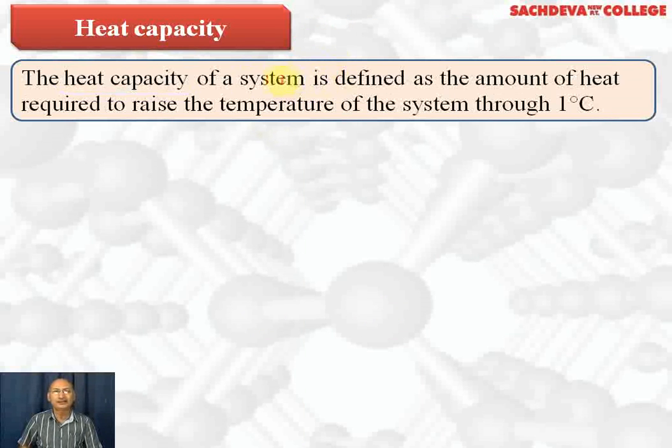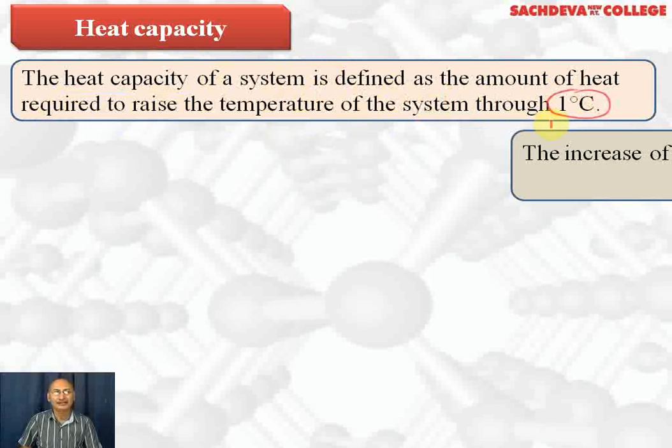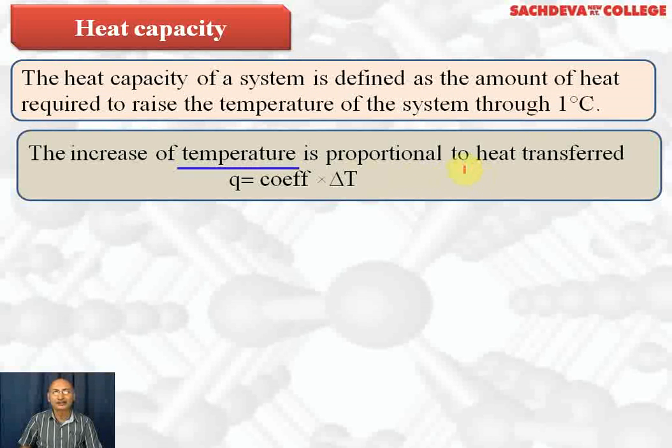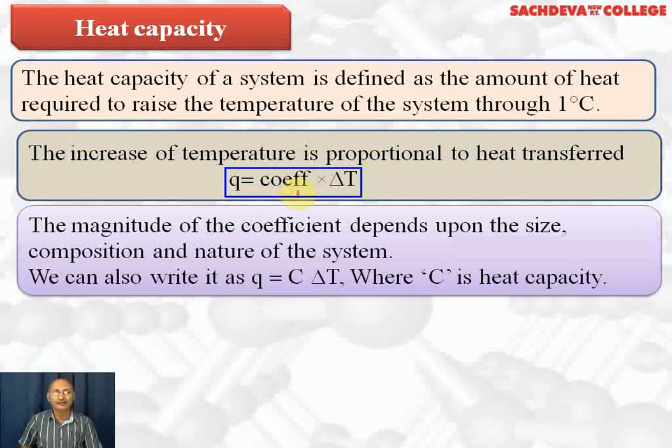Heat capacity of a system is defined as amount of heat required to raise the temperature of a system through 1 degree centigrade. The increase in temperature is directly proportional to the heat transferred. That is, Q is proportional to delta T, or Q is equal to coefficient into delta T. The magnitude of the coefficient depends upon the size, composition, and nature of the system. We can also write it as Q is equal to C into delta T, where C is heat capacity.